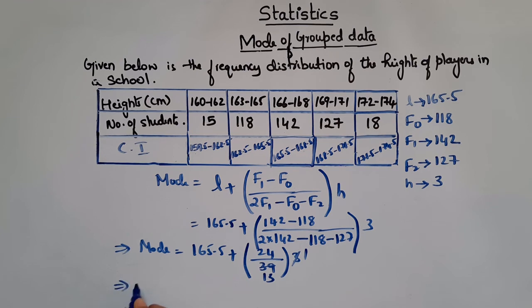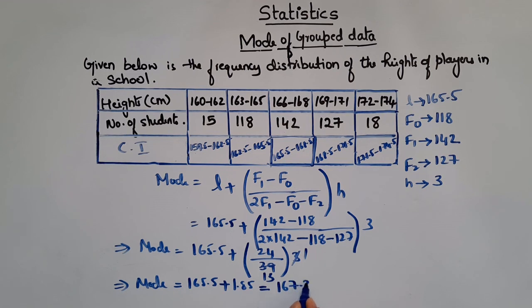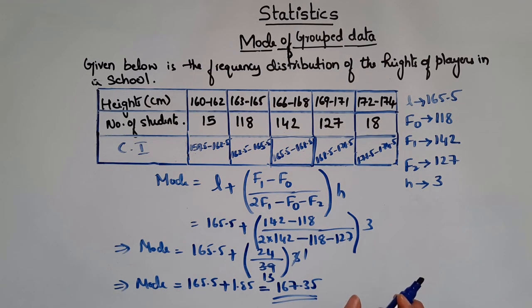So which implies mode is equal to 165.5 plus 24 by 13 will give you 1.85, which is equal to, when you add 165.5 plus 1.85, this will give you 167.35. So your mode is 167.35, which means the height of the maximum number of players in the school is 167.35 centimeter.